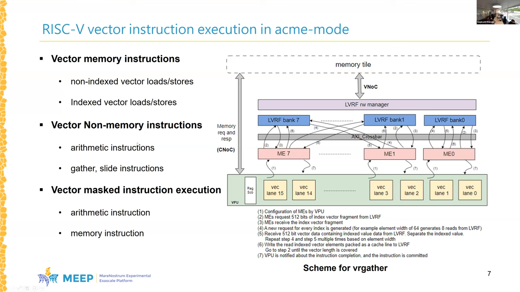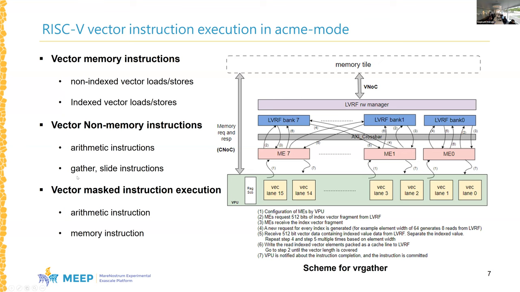And if it is a store, it's the other way around. So the memory tile asks for data and the LVRF responds with the data and the memory tile writes to the memory, right? The non-memory instruction, the arithmetic instruction, as I said, will be in an arithmetic queue. Whenever the register scoreboard bits are available, it understands that the register is ready. So it gets issued on the vector lanes. The micro engines are enabled, and then they bring the data, you process on the data, and you write back the results. Once it is done, the scoreboard is updated that the destination register is available now for the next instructions which are dependent on that, right?